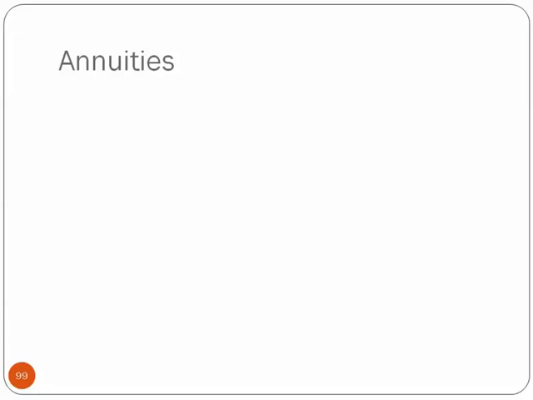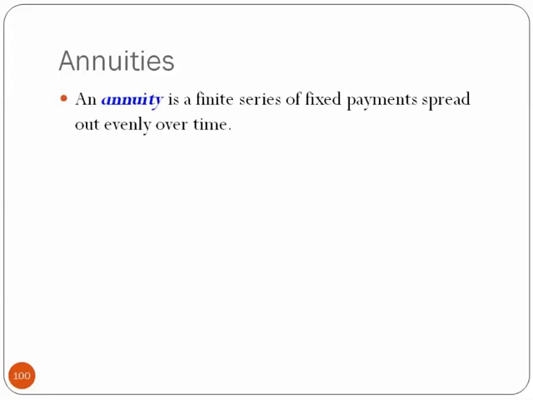So I want to talk about annuities. We've been talking about single payments, but what if we have multiple payments spread out over time? So an example of that is an annuity. An annuity is a finite series of fixed payments spread out evenly over time.